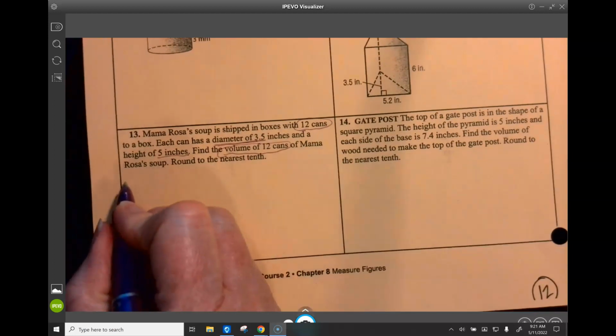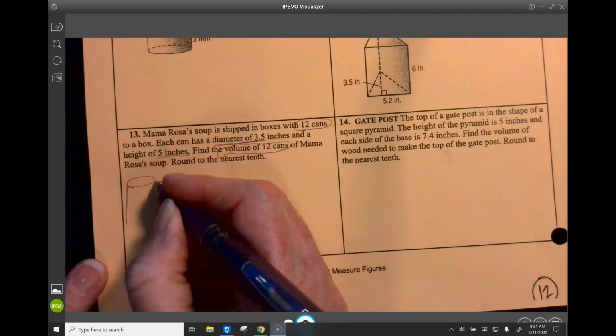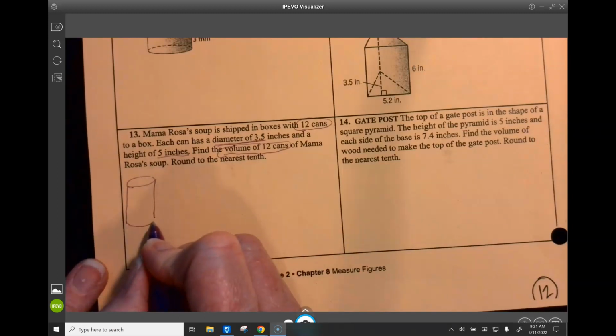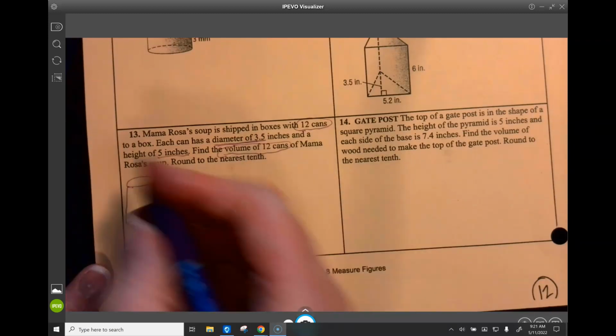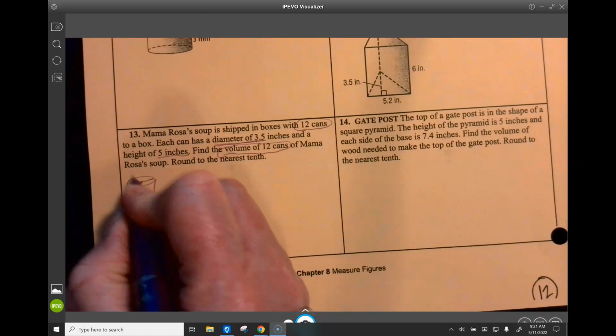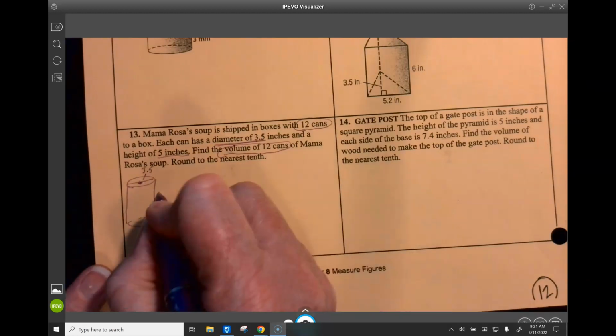So if you want to do a quick sketch, you can, and sometimes it's helpful. Oh, my can got away from me. See my diameter. I like to do a sketch because I'm a visual learner. 3.5 is my diameter and my height is 5.